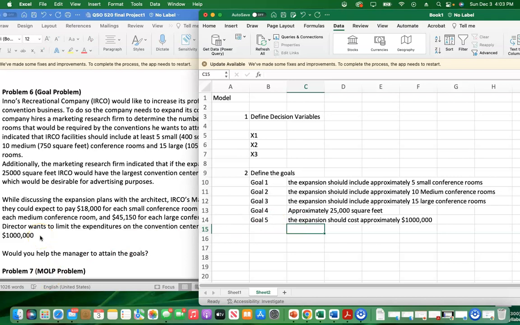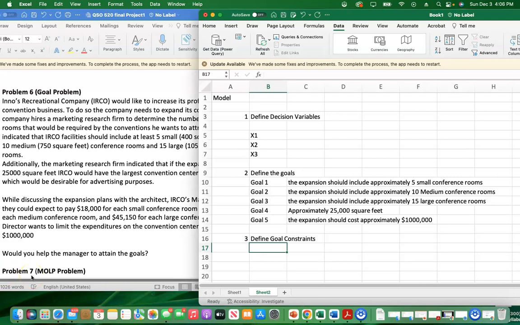But we must determine if we can find a solution that exactly meets all the goals. If not, then we have to find what trade-offs can be made among the goals to get an acceptable solution. Therefore, we will need to define the goal constraints. So let me write it. A goal constraint will show how close a given solution can come to achieving the goal.